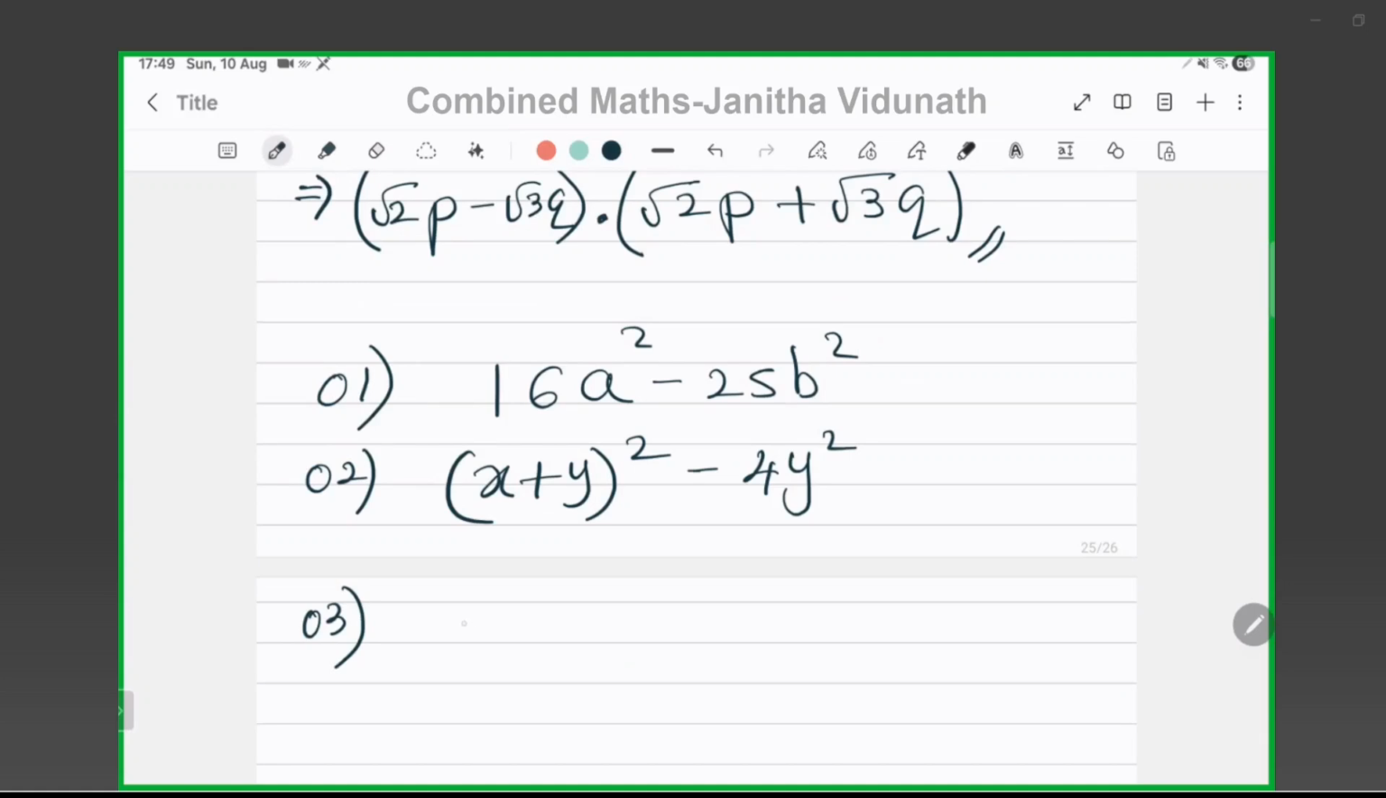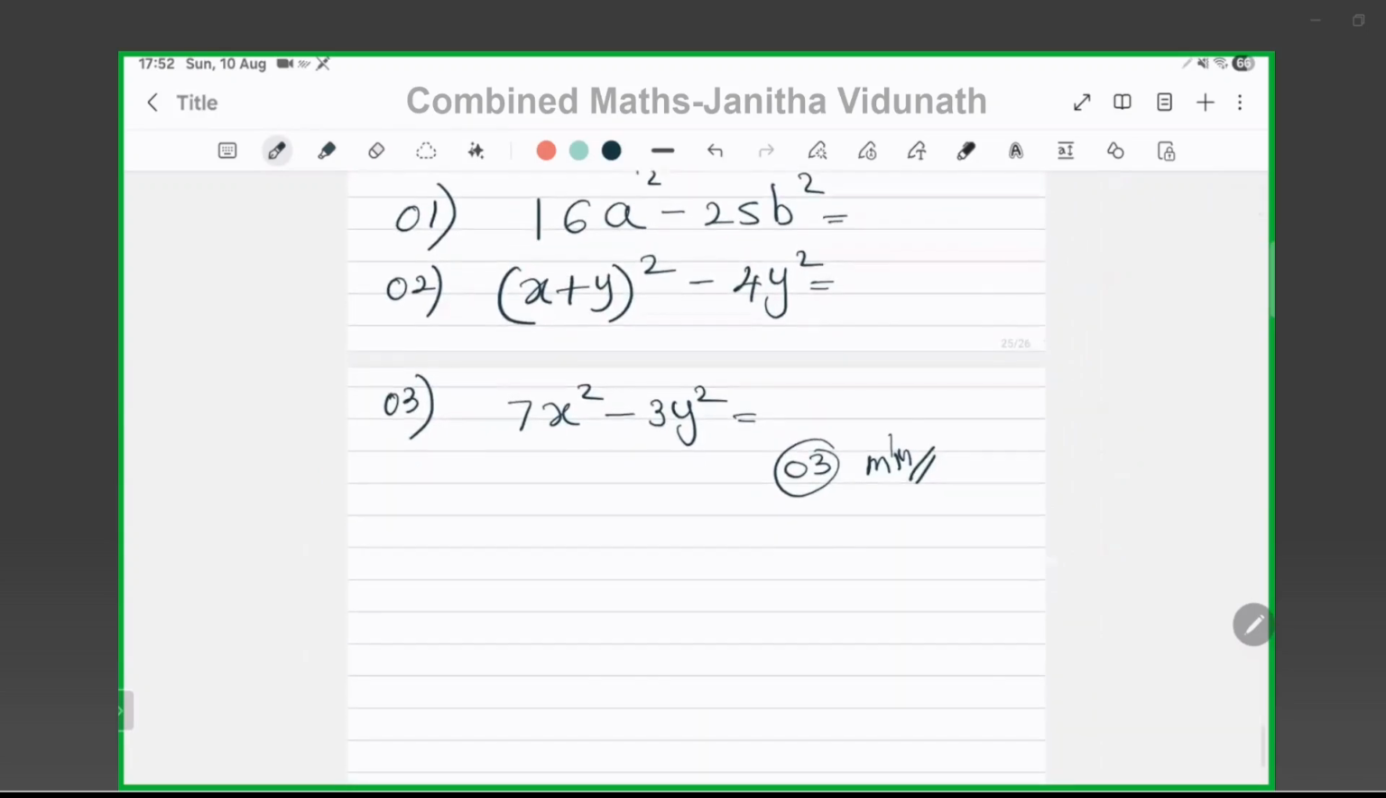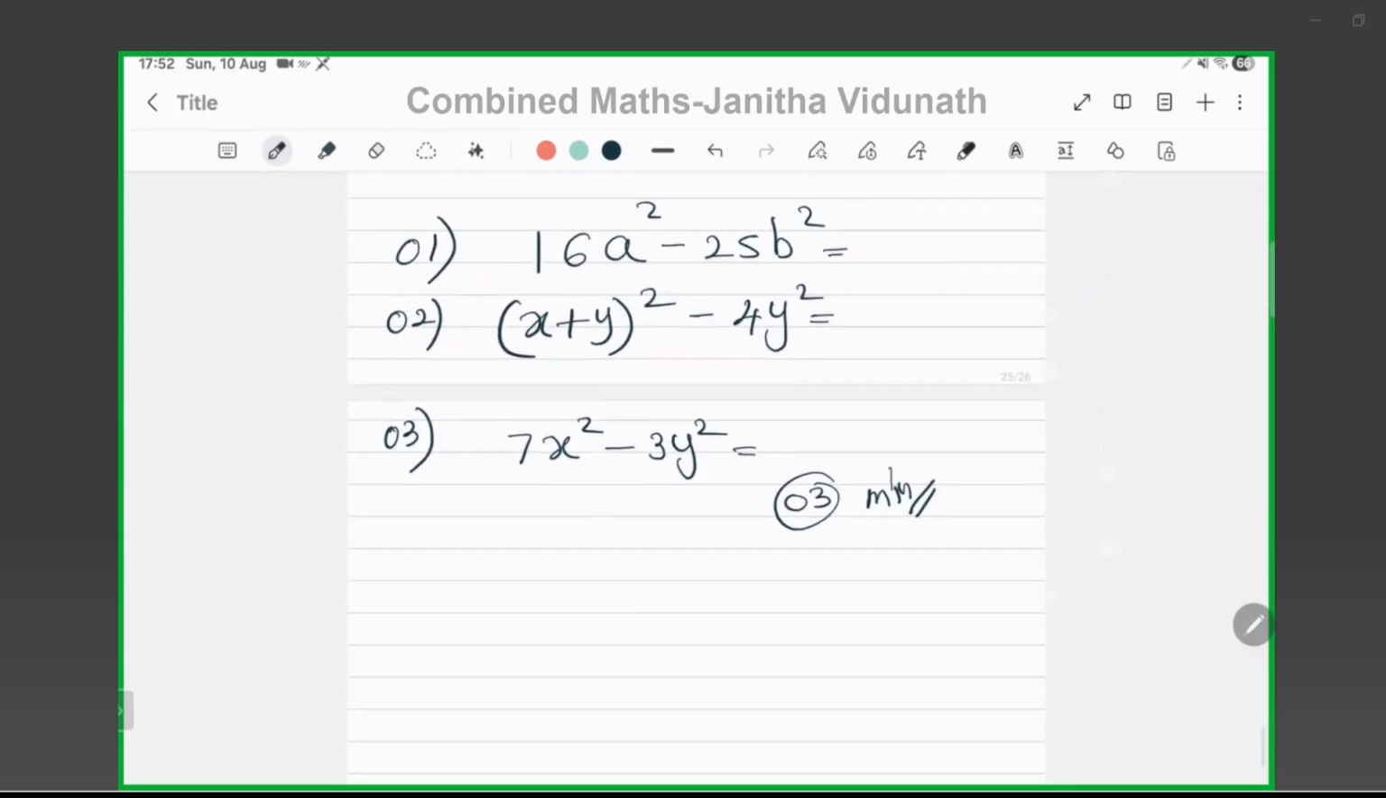Third one is 7x square minus 9y square. Okay, factorize these three with the knowledge of difference of squares. I give 3 minutes for this also. Send me the answer. I will answer those 3 questions.